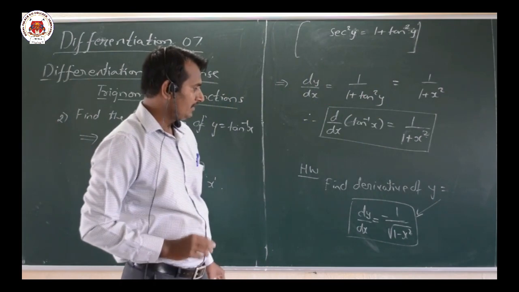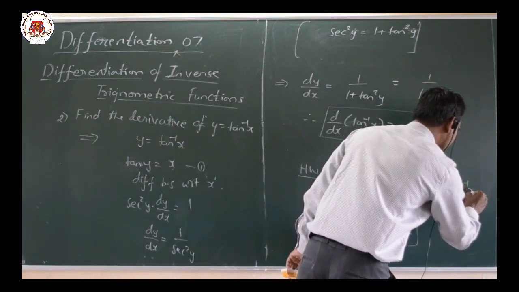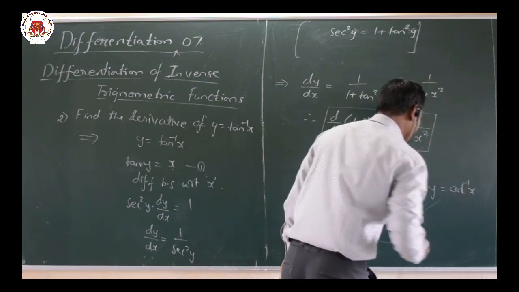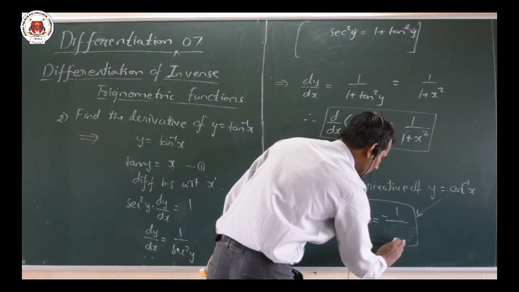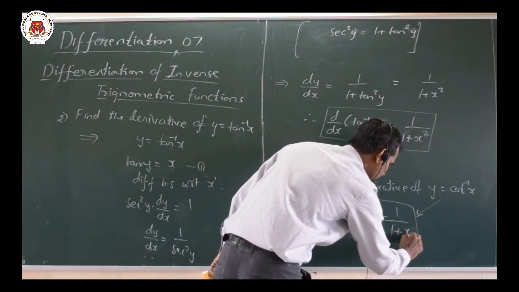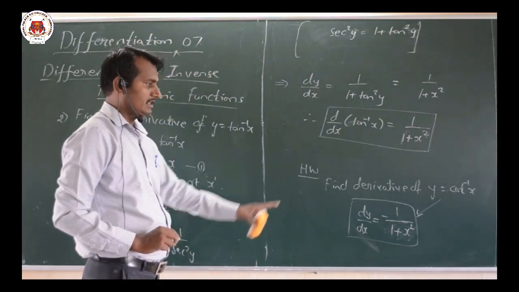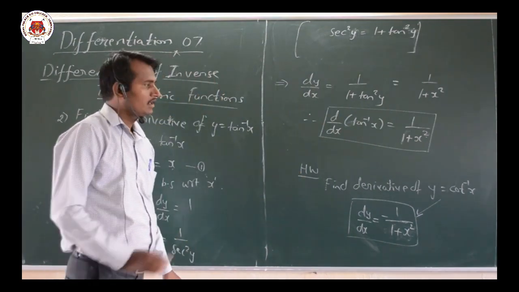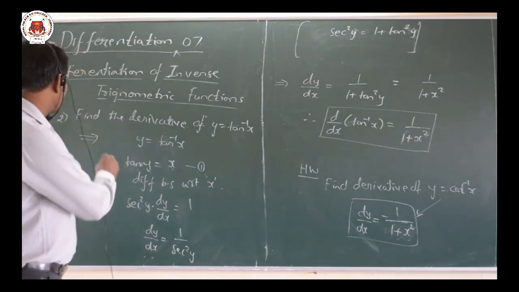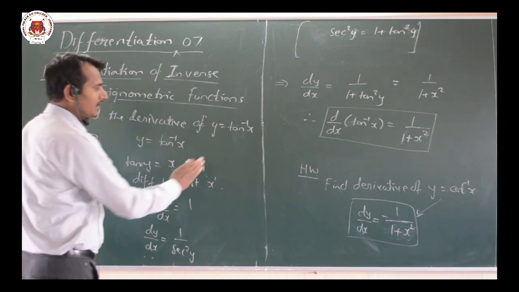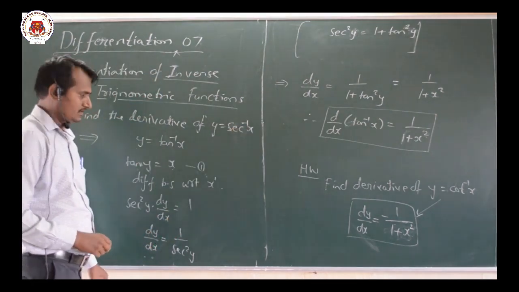Now similarly you can try for the derivative of cot inverse of x. Everything will be the same, only in the place of plus you will have minus, that is minus 1 divided by 1 plus x square, the derivative of cot inverse of x. Very simple thing. Now let us move on with the third one, find the derivative of y equal to secant inverse of x.